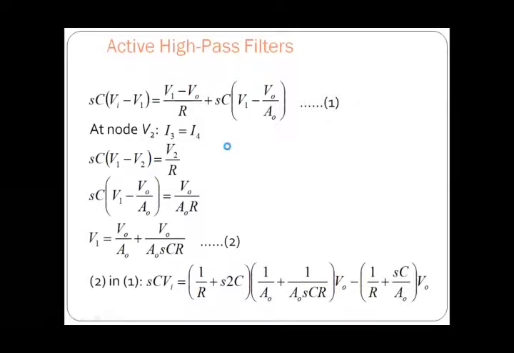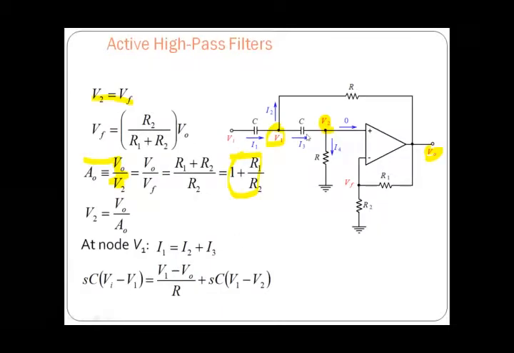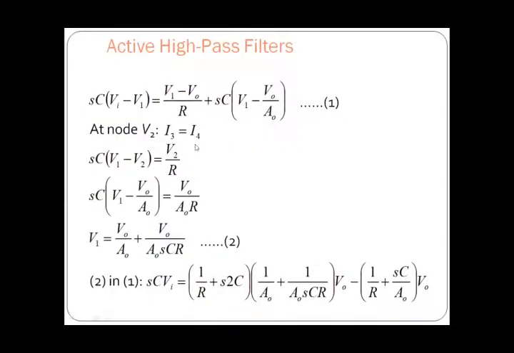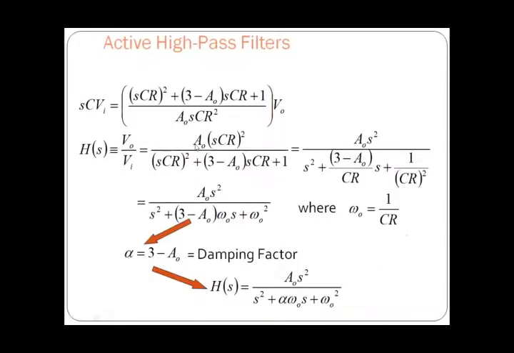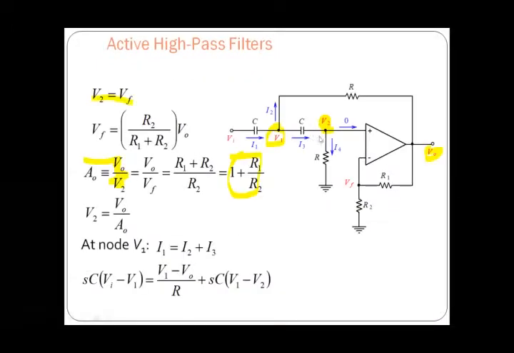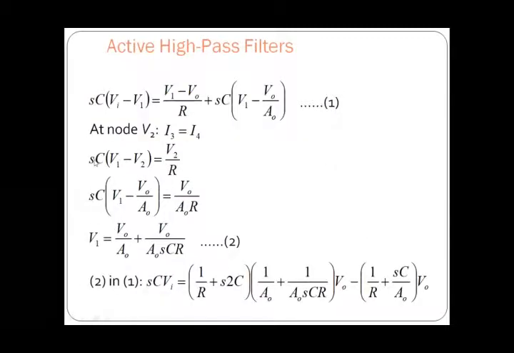And again, if you write the equation, I3 we know is SC into V1 minus V2, and in the place of I4, how we can write this I4? V2 minus 0, because the voltage at this node will be 0, that is the ground potential is nothing but 0. So V2 minus 0 divided by R, which becomes V2 by R. So that's what we have written here: SC into V1 minus V2 is equal to V2 by R. So in the place of V2 we are going to write V naught by A naught here.